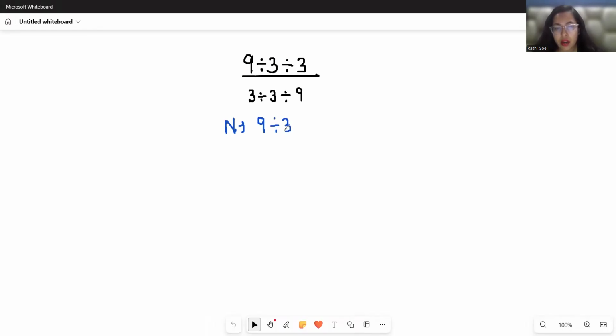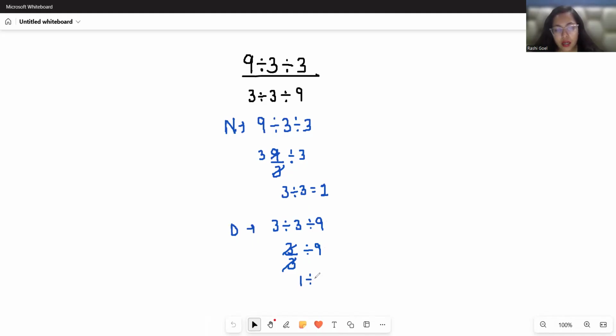So first, the numerator: 9 divided by 3 divided by 3. This cancels out to give 3, and 3 divided by 3 is 1. Now the denominator is 3 divided by 3 divided by 9. So this becomes 1 divided by 9, that is 1 by 9.